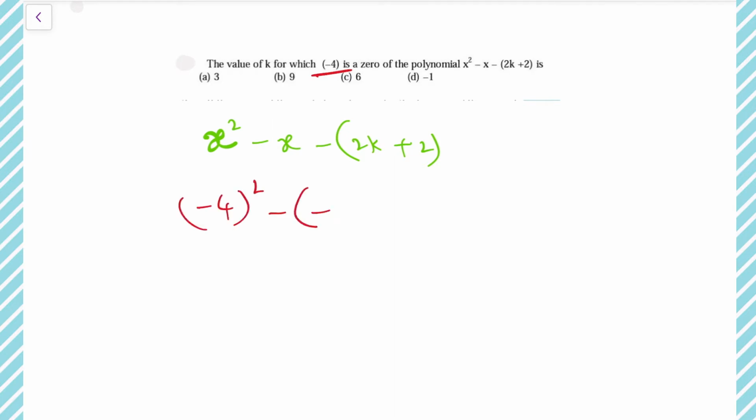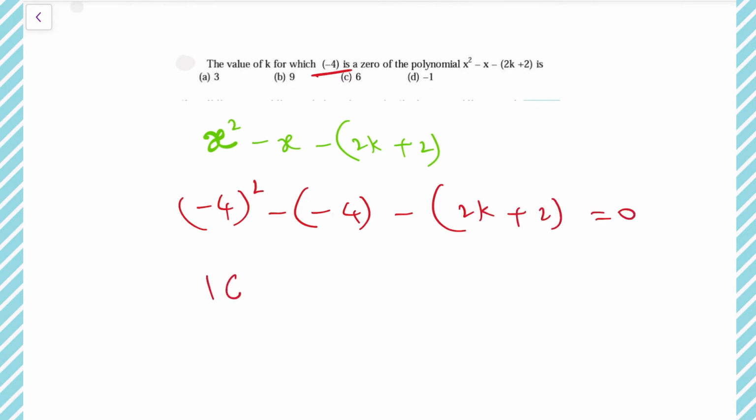The value of k for which minus 4 is a zero. So the given polynomial is x square minus x minus of 2k plus 2. He said that minus 4 is a zero. So in the place of x we need to substitute minus 4. Minus 4 whole square minus minus 4 minus of 2k plus 2 is equal to 0.